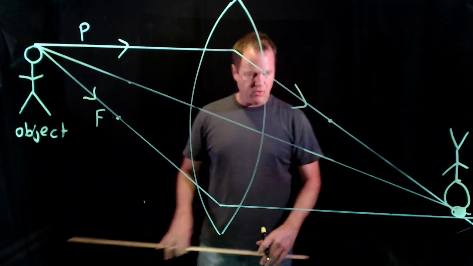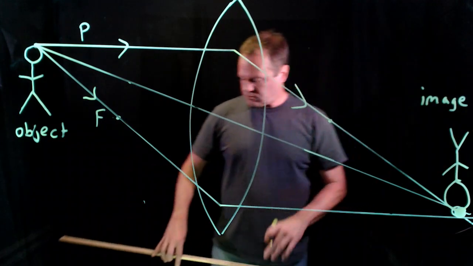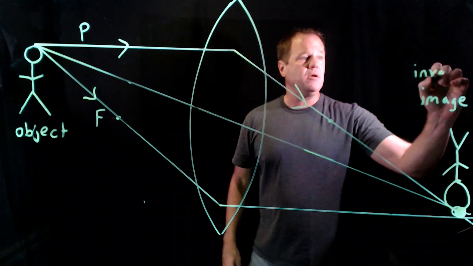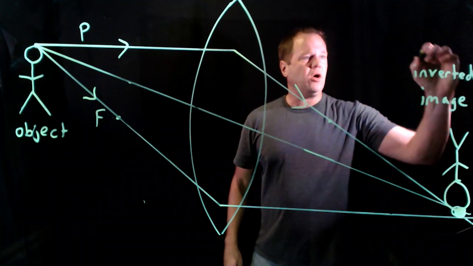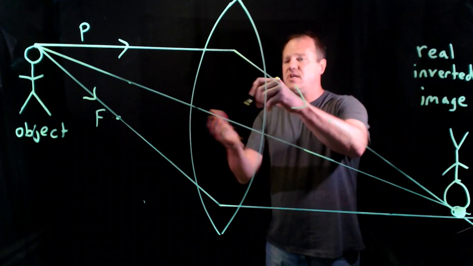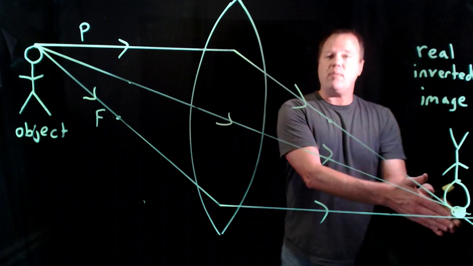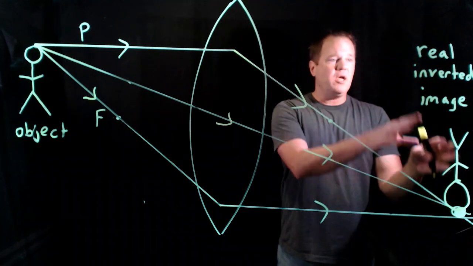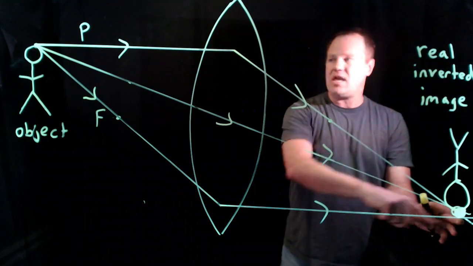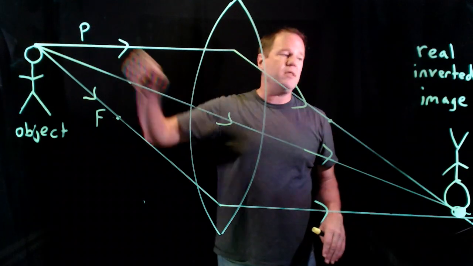Okay, and so that is my image, and I can make a few observations here. I can assert that it is inverted, and I can also call it real. And what we mean by a real image is that these light rays do converge to that point. The light rays actually go there, and so it is a real image. It's upside down, inverted, because I located the image on the opposite side of the principal axis from where the source of light, the object, was.